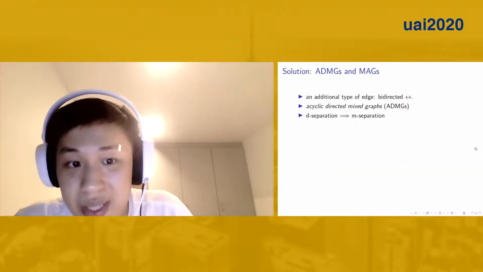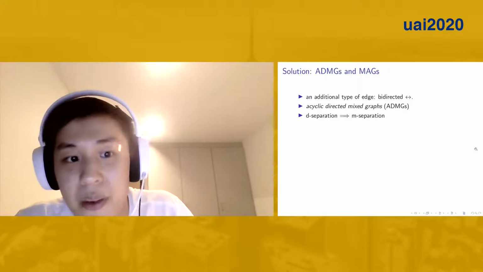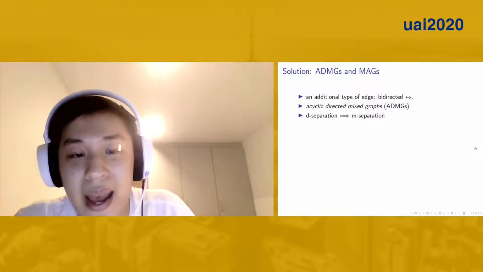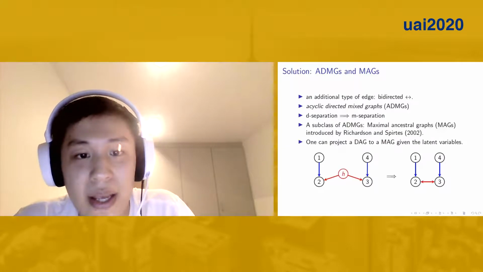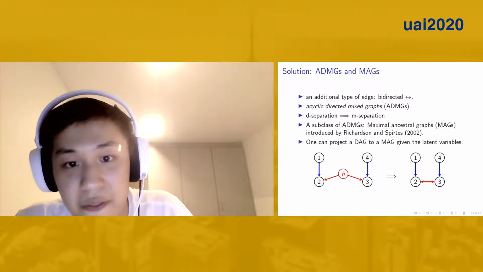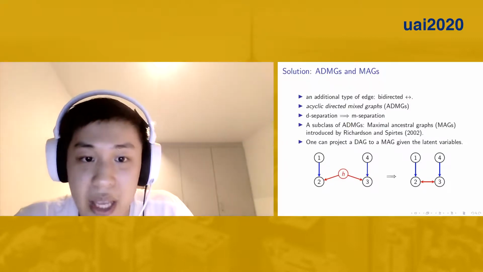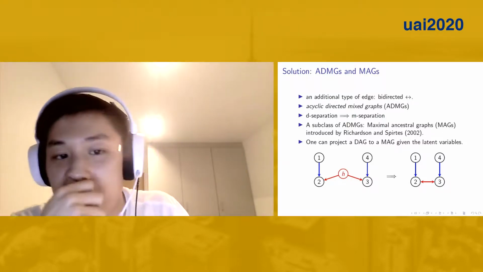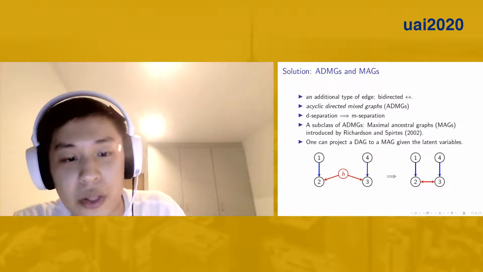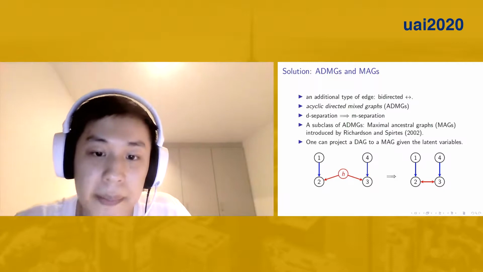A solution to that is the acyclic directed mixed graph, ADMG, which has an additional type of edge, bidirected edges. And there is a subclass of ADMG, maximal ancestral graphs, introduced by Richardson. In that paper, they gave advantages of MAGs and also provided a projection that can convert a DAG or ADMG to an equivalent MAG given the latent variables. One simple example is the figure below. These two graphs are equivalent, and the second one is a MAG.